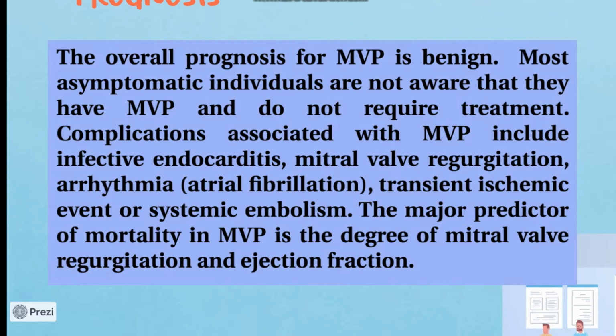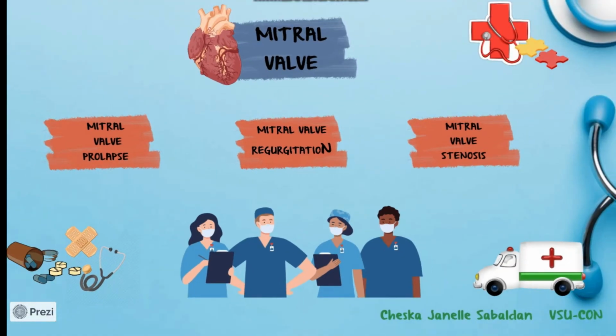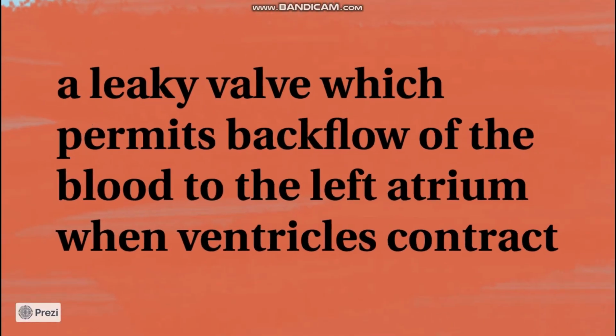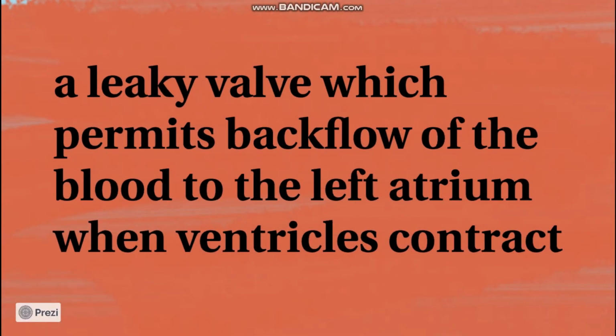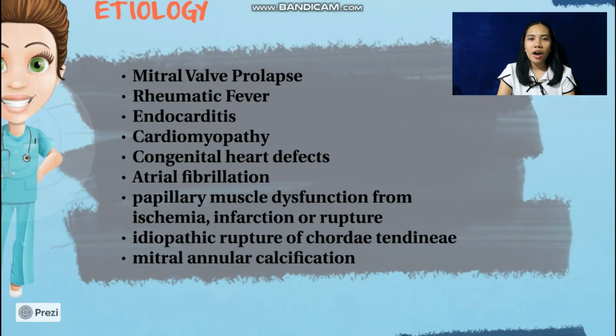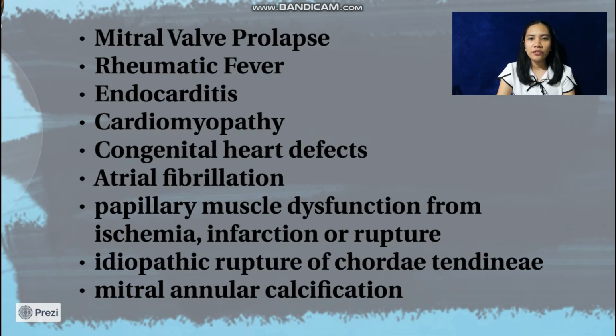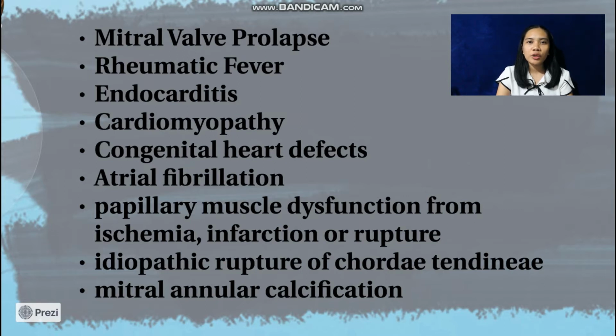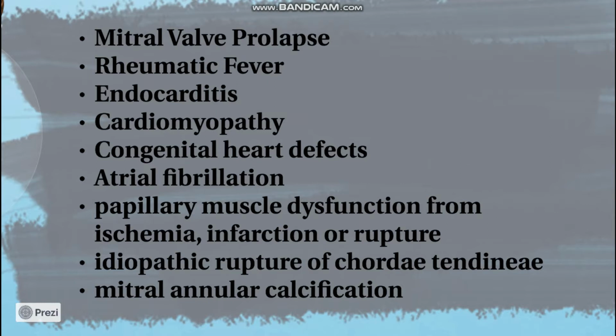Next, let's tackle mitral valve regurgitation. Mitral valve regurgitation is a leaky valve which permits backflow of the blood to the left atrium when ventricles contract. The leading causes of mitral valve regurgitation are mitral valve prolapse, rheumatic fever, endocarditis, cardiomyopathy, congenital heart defects, atrial fibrillation, papillary muscle dysfunction from ischemia, infarction or rupture, idiopathic rupture of chordae tendineae, and mitral annular calcification.